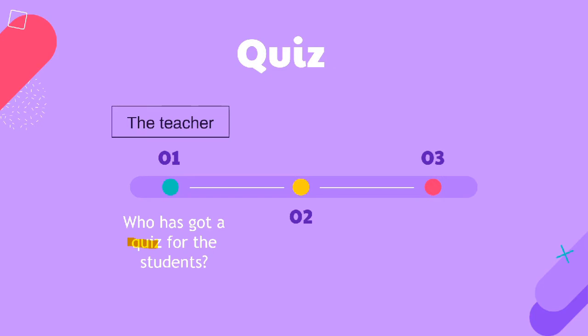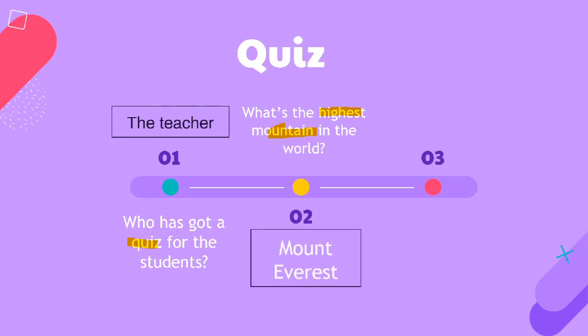Next, we move to number 2. What's the highest mountain in the world? In the story, they are talking about the highest mountain in the world. So what's that? Do you still remember? Oh, Krakatau. No, in the world. So that's it. Yeah, you're right. Mount Everest. Mount Everest is the highest mountain in the world.